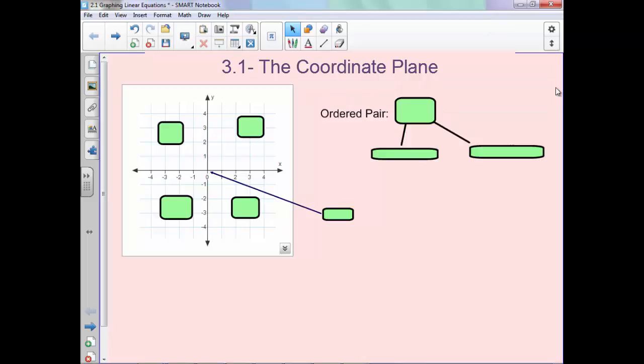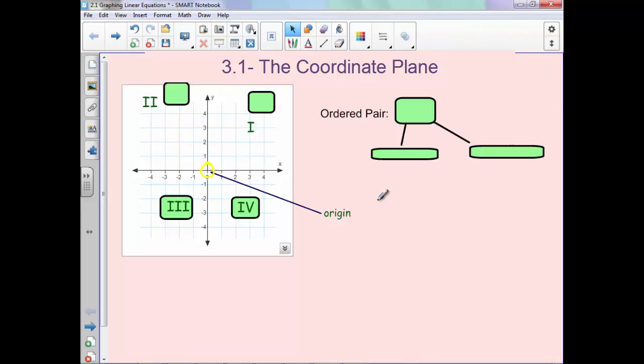So first off, there are some things we need to know about our coordinate plane. First off, this point right here in the middle is our origin. And when we name our quadrants, we start in the top right corner and go left to right. So there's quadrant 1, quadrant 2, quadrant 3, and this is quadrant 4. So those quadrants you'll need to know.